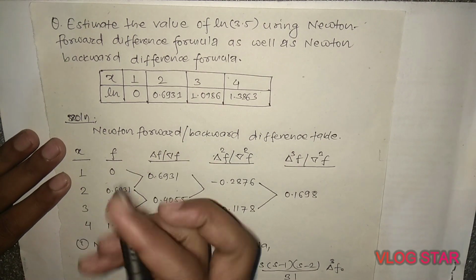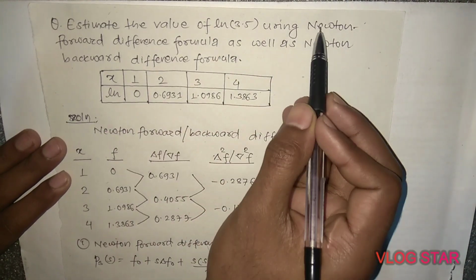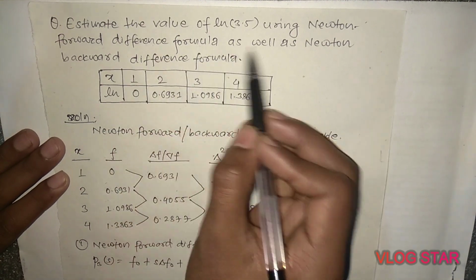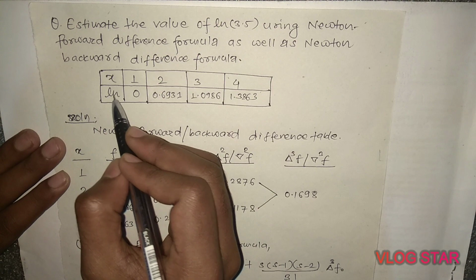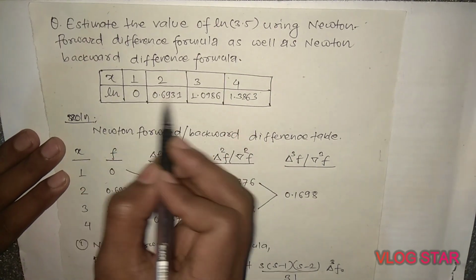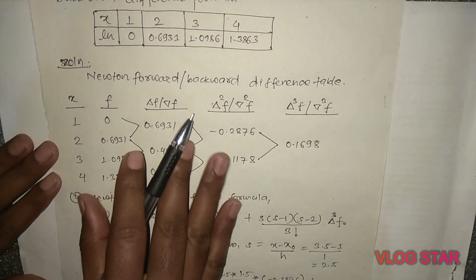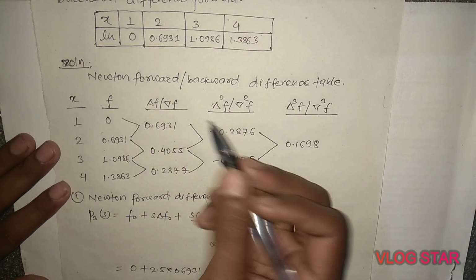So here we have a problem. Estimate the value of log 3.5 using Newton's forward difference formula as well as Newton's backward difference formula. Here we have given x and log. In place of x we have 1, 2, 3, 4, and we have the log values given here. So first we need to calculate the Newton's forward and Newton's backward difference tables.